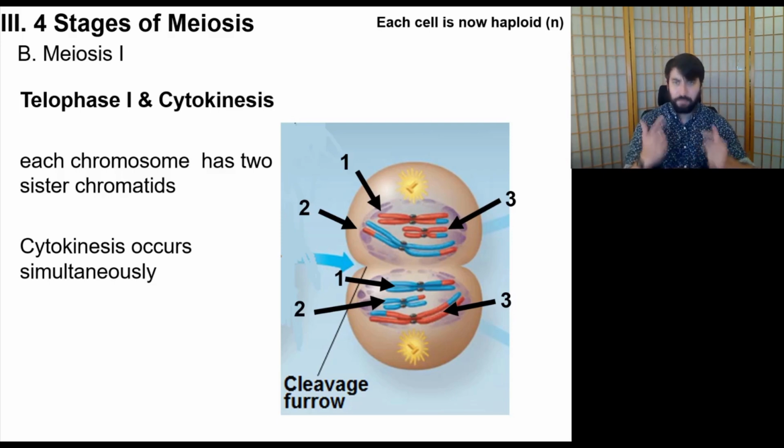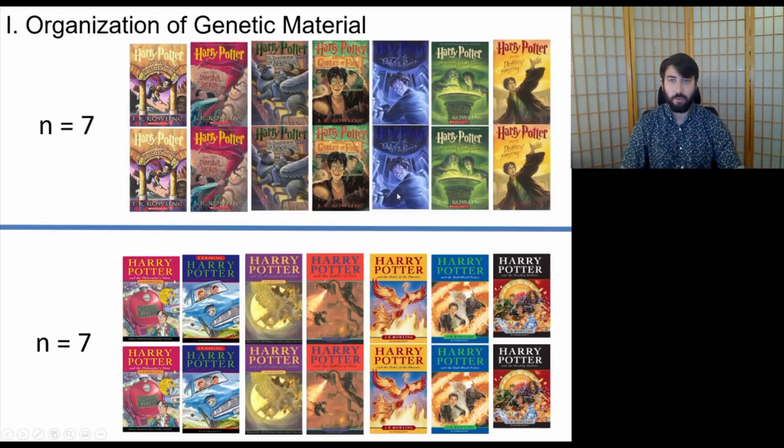Okay, let's maybe revisit our Harry Potter analogy and see how that works out. So if the blue line here is the new plasma membrane that's formed after telophase and cytokinesis, we can see that each side has two copies of our 7 unique books. But since there is only ever one version of each, we're considered haploid, and we'd write that as n equals 7 for each of these daughter cells.